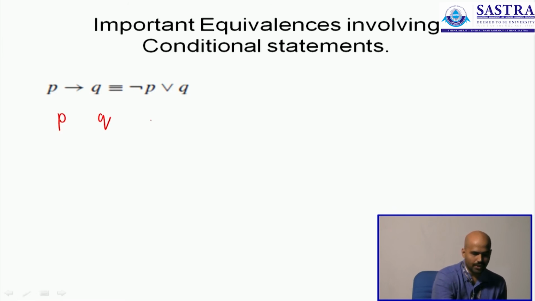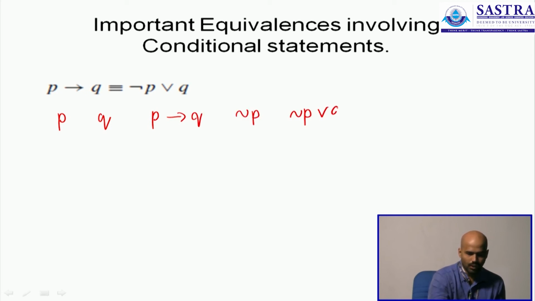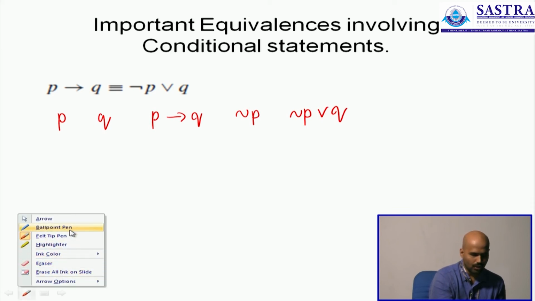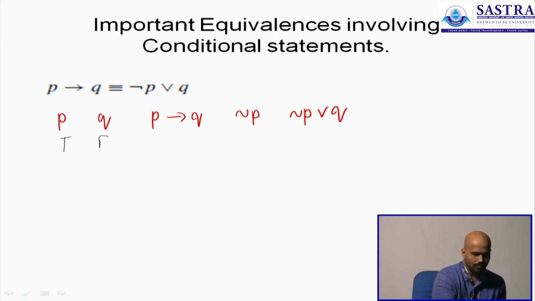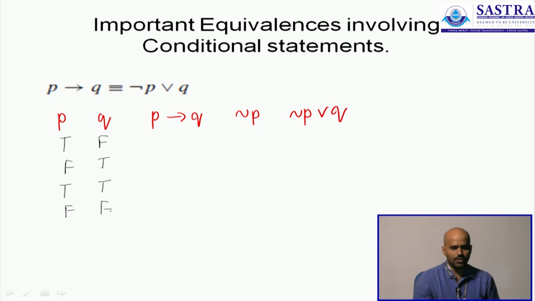So the compound statement involves only P and Q. So there are only 4 rows in our truth table. You know how a conditional works? It's false in only one occasion and true in all other cases. It's false only when the hypothesis is true and the consequence is false. That's the first row. In all other cases, a conditional assumes a true value.